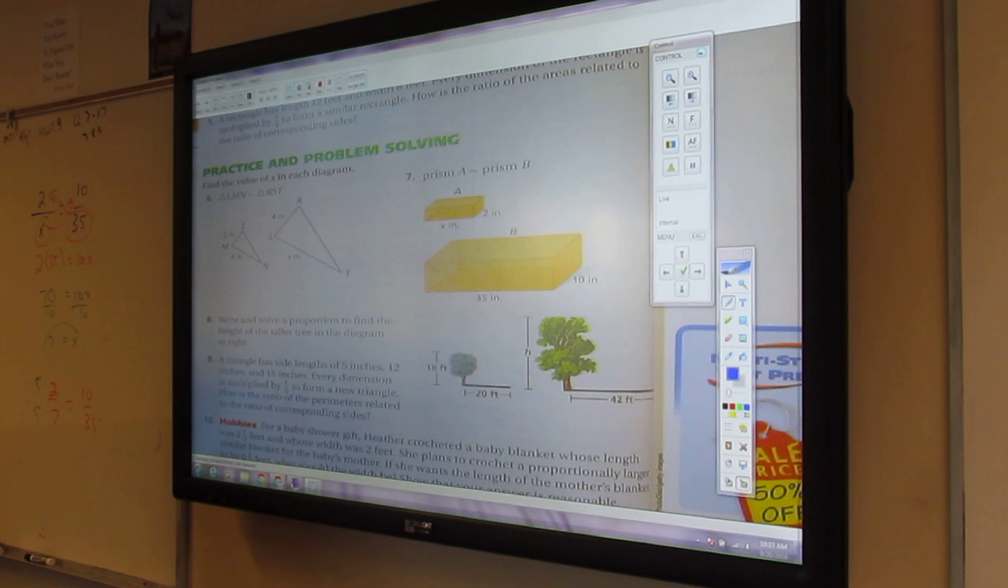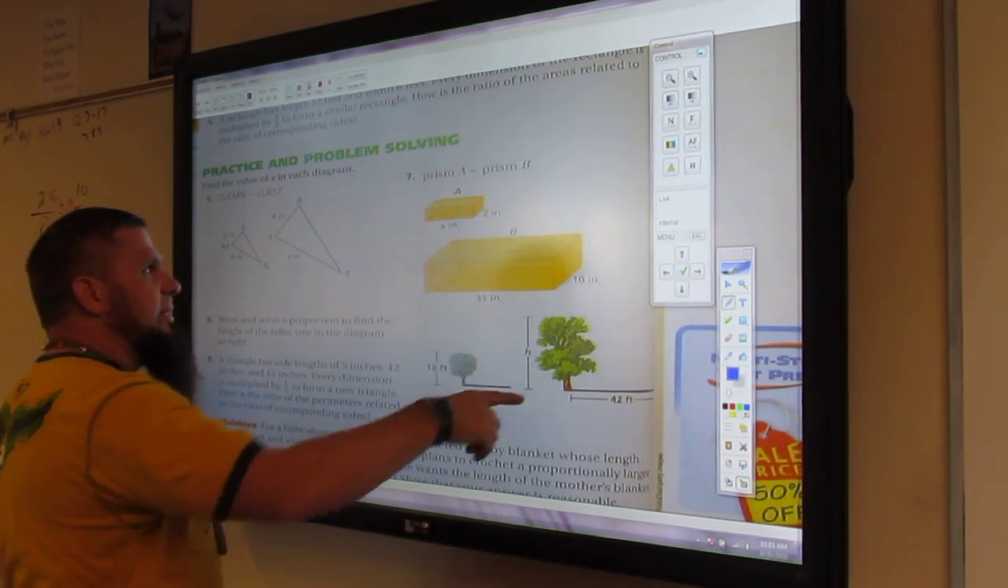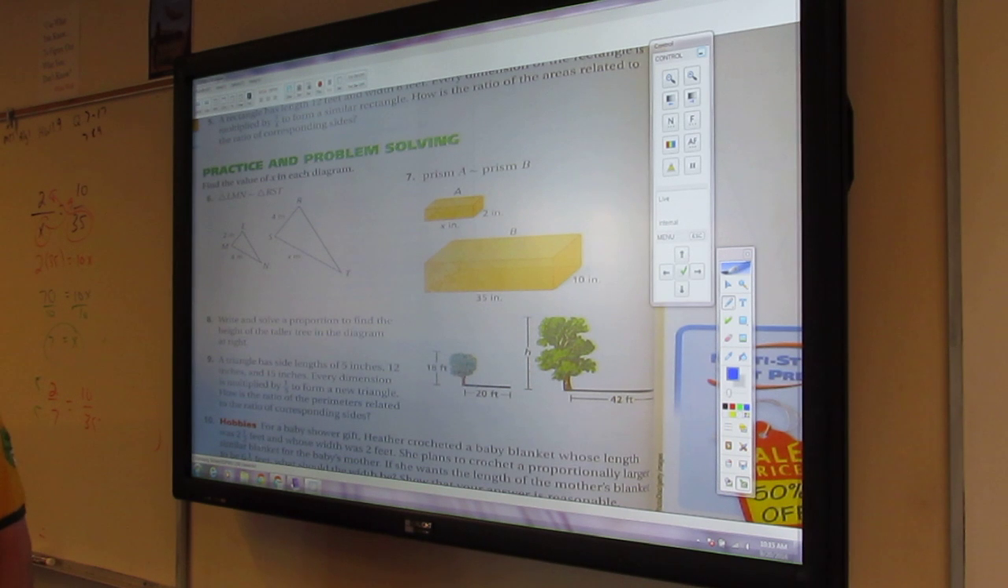So number 9 says a triangle has side lengths of 5 inches, 12 inches, and 15 inches. Well, I thought this was going to be relating to this, and it's not. It's totally different. So I got a triangle. What I'm going to do is, I want to do something real quick.